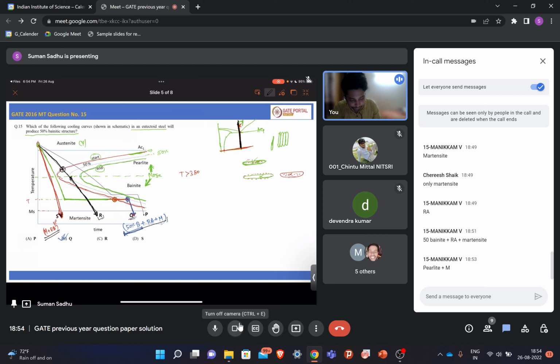So in the final microstructure, we'll get around 50% pearlite plus martensite plus retained austenite.